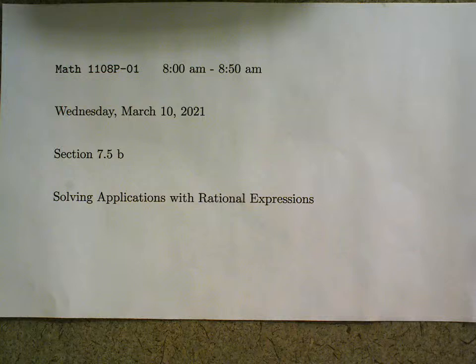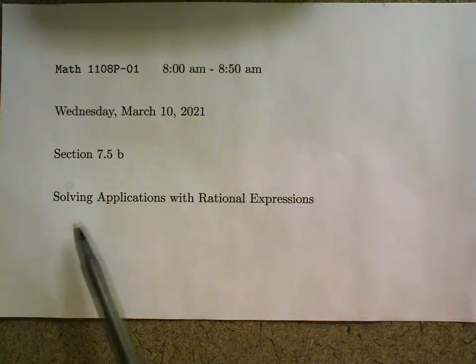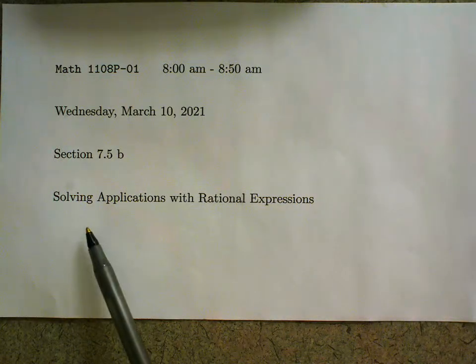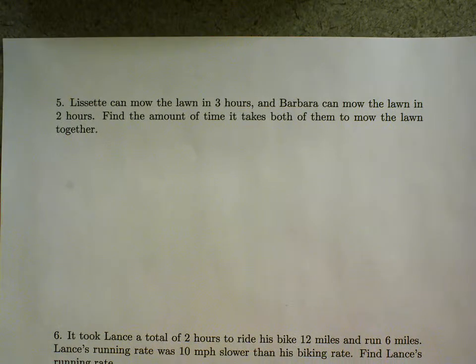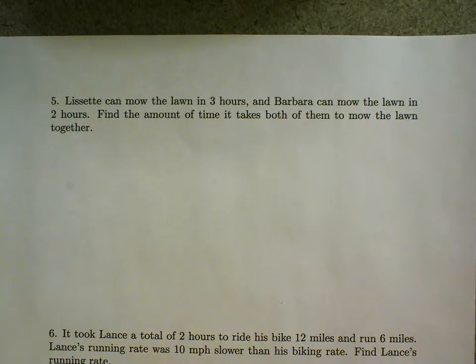Today we'll continue with the problems in section 7.5, solving applications with rational expressions. Okay, this problem, number 5: Lizette can mow the lawn in 3 hours, and Barbara can mow the lawn in 2 hours. Find the amount of time it takes both of them to mow the lawn together. Okay, this is a work problem, so equations have the form rate times time equals 1.